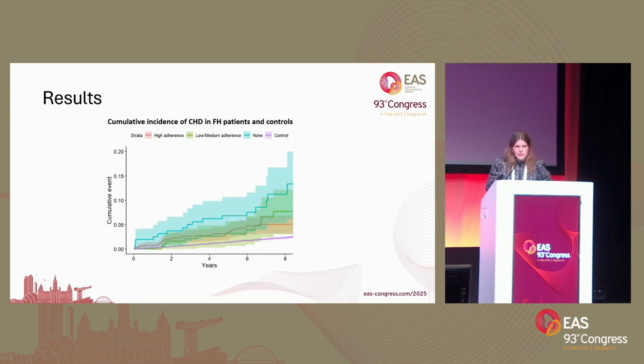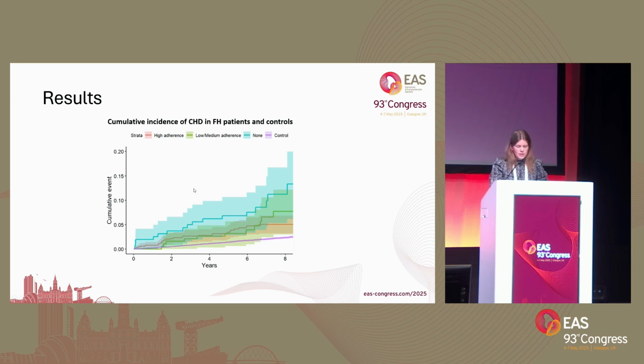Overall, 6% of the FH patients experienced a CHD event during follow-up. And this graph shows the cumulative incidence of coronary heart disease dependent on adherence level and for controls. So patients with no statin treatment are represented by the blue line in this graph. And as you can see, patients without statin treatment had higher cumulative incidence and hazard of coronary heart disease compared to patients with low, medium, or high adherence.